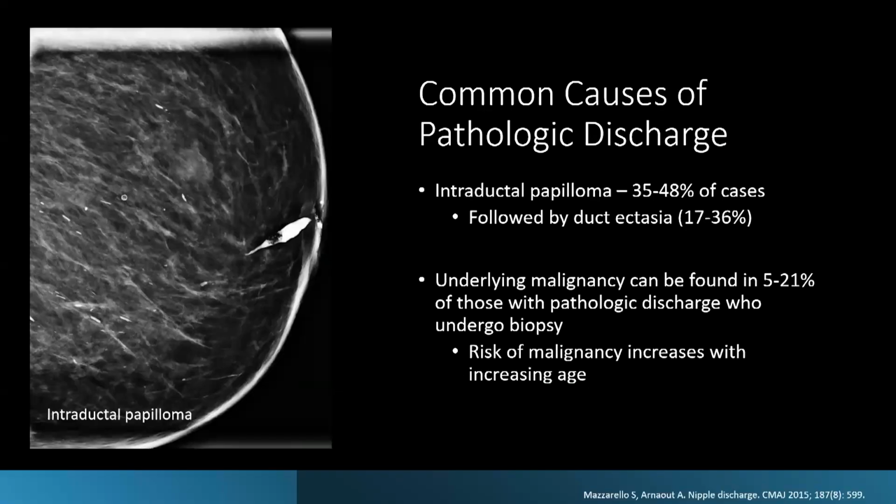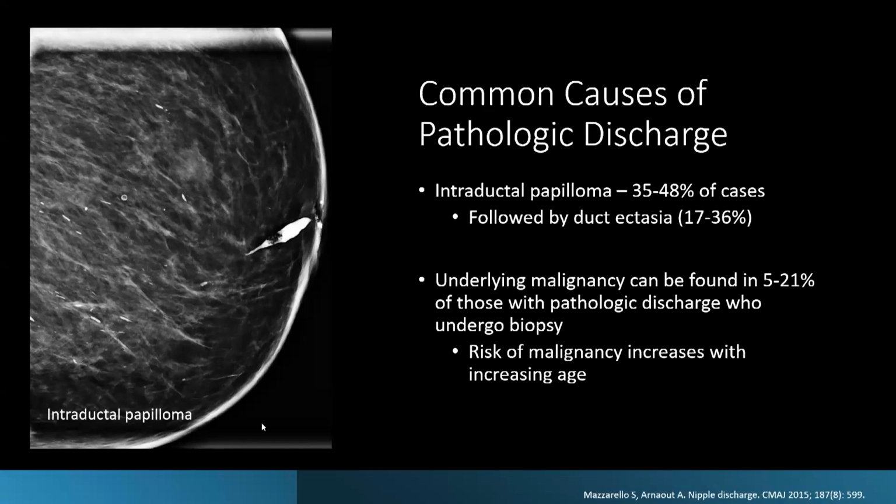So ultrasound is very important. Common causes of pathologic discharge: intraductal papilloma, up to 48% of the cases, and ductectasia, 17 to 36%. Underlying malignancy can be found in 5 to 21% of the patients that have pathologic discharge and undergo biopsy, and the risk of malignancy will increase with increasing age.